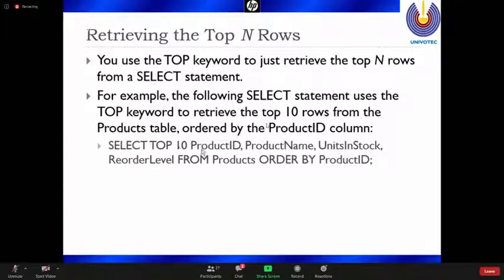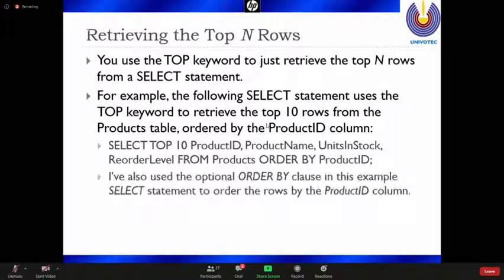Select top 10 product ID, product name, unit stock, reorder level from product order by product ID. Okay, the top 10 product IDs you can retrieve. I have also used the optional ORDER BY clause in this example. The select statement orders the rows by the product ID column.